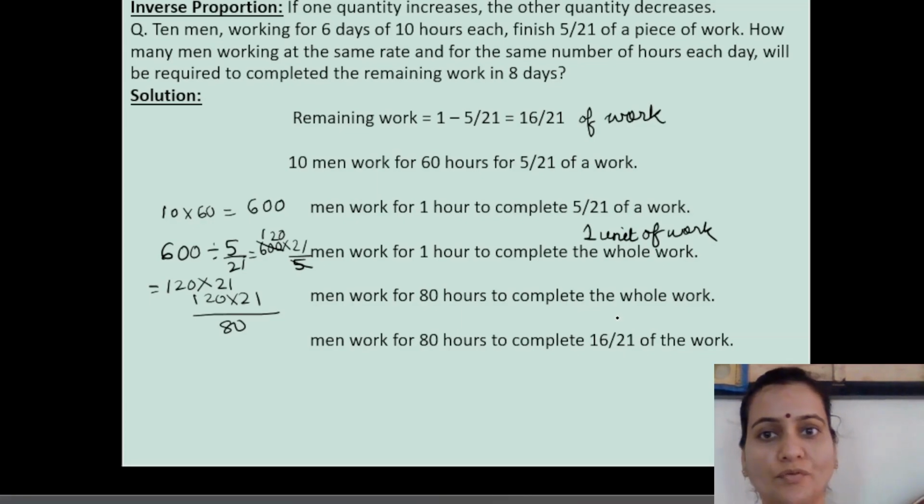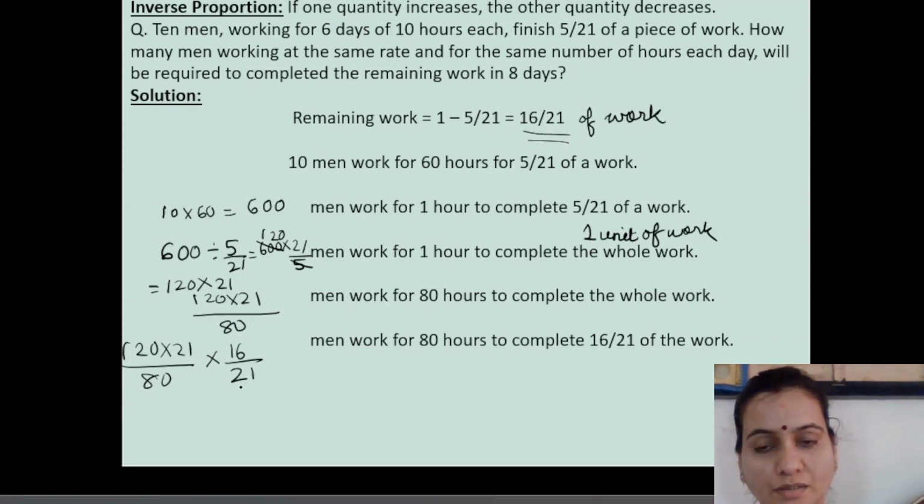But are we trying to find that? No, we are trying to find, in 80 hours, for the remaining work, how many men will be required. What is the remaining work? 16 by 21. We have already found it here. Remaining work is 16 by 21. So 120 into 21 by 80 men that we found in this step, into 16 by 21, will give me the number of men required to complete the remaining work in 80 hours.